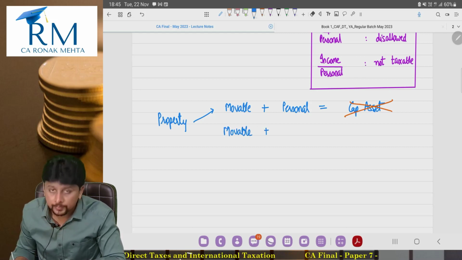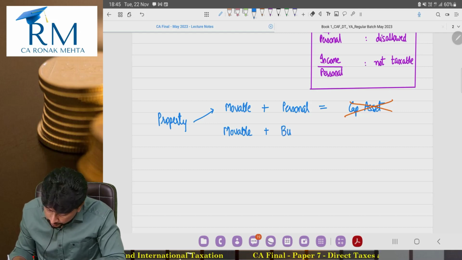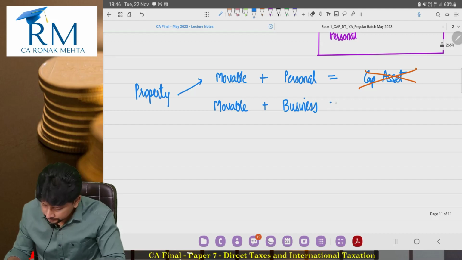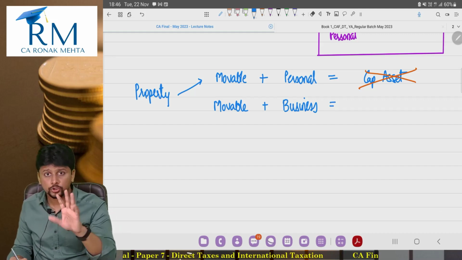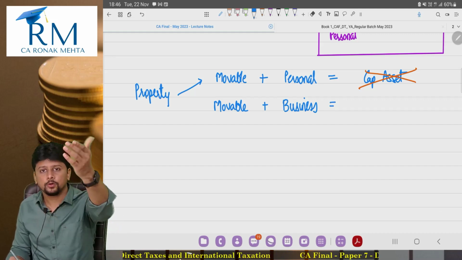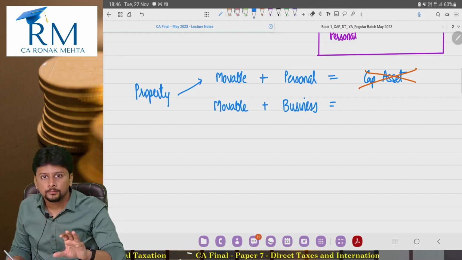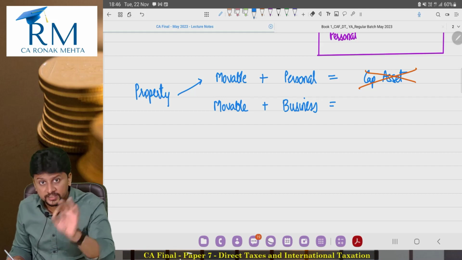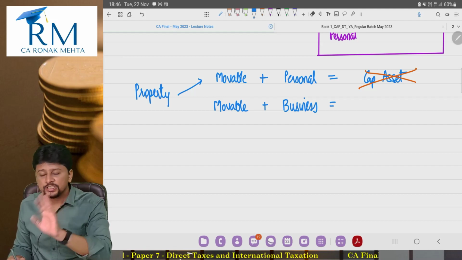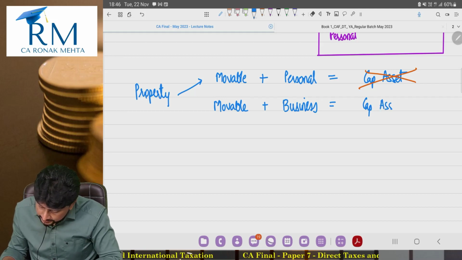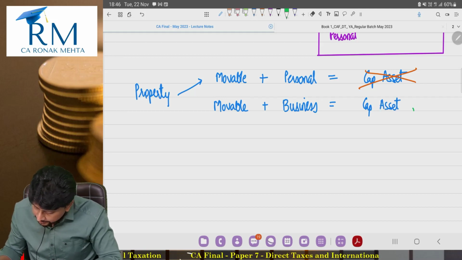So sir, that means that if a property is movable but it is held for business use. Sir, example, I am not talking about stock in trade. No, stock in trade has already been covered by the first exception. I am talking about a movable property, fixed asset type of a thing, which is held for business use. Then definitely yes, it is treated as a capital asset.